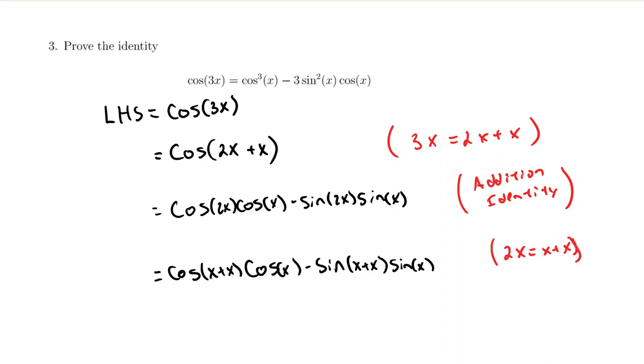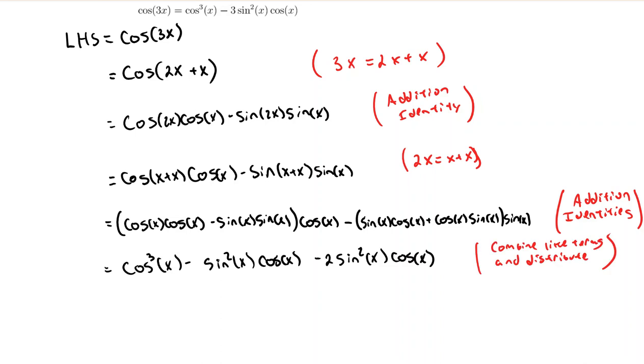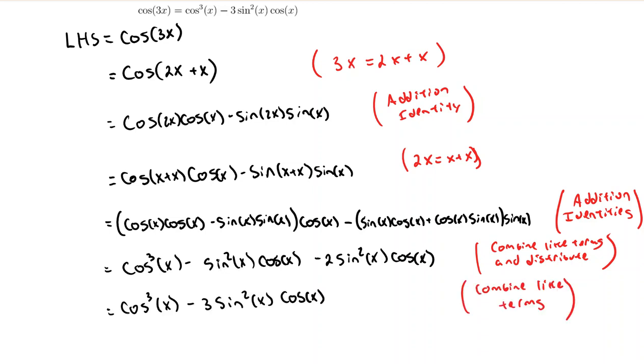And now that I've done that, I can see 2 clear places where I can apply addition identities once again. And from here, I've gotten rid of those 2x's inside. I should combine any like terms and distribute the sines and cosines to get the following, where again, I have more like terms I can combine with this sine squared x cosine of x to give me cosine cubed of x minus 3 sine squared of x times cosine of x, which is exactly what I wanted to prove at the beginning. So this is my right-hand side, making this proof complete.